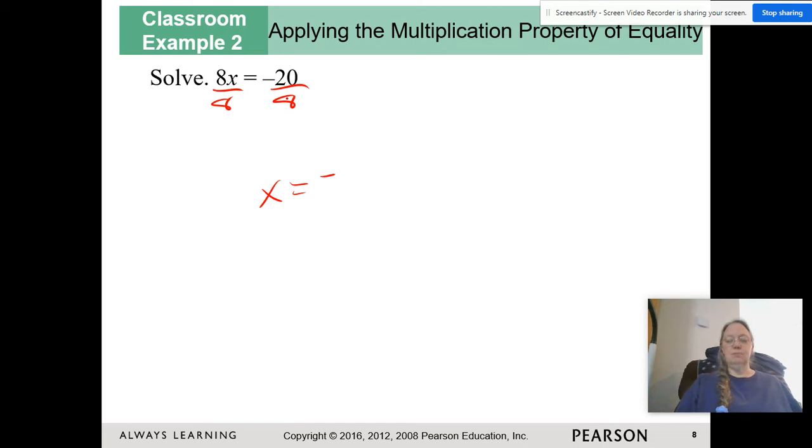Do not give me a decimal. I do not accept decimal answers unless the original problem has a decimal in it. There's no decimal in the original problem, so I do not want a decimal. In fact, I want an improper fraction, not even a mixed number. So what you're going to do is simplify this fraction. And 4 goes into 20 five times, and 4 goes into 8 two times. So this is how I want your answer. No decimals, and I do not want a mixed number.